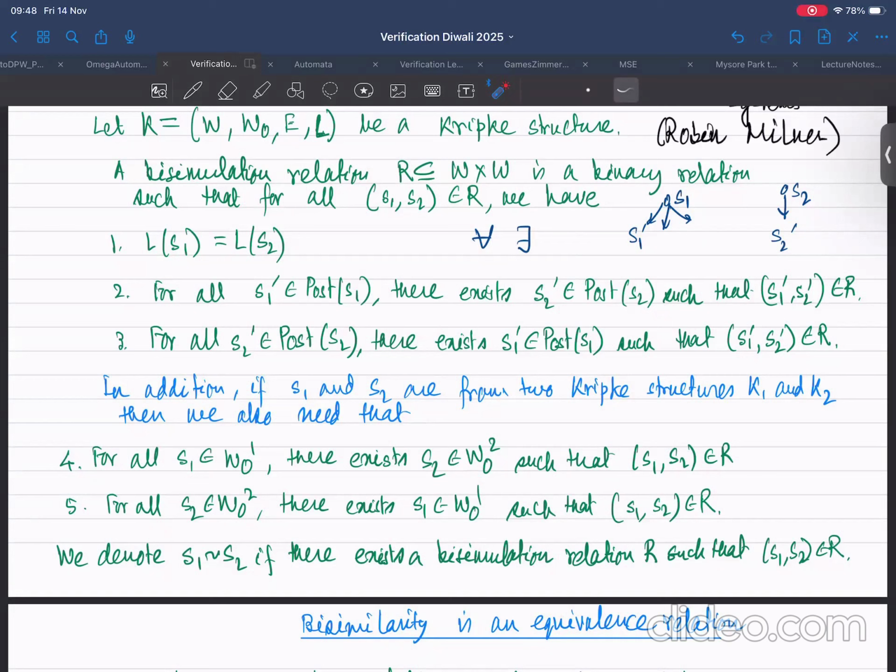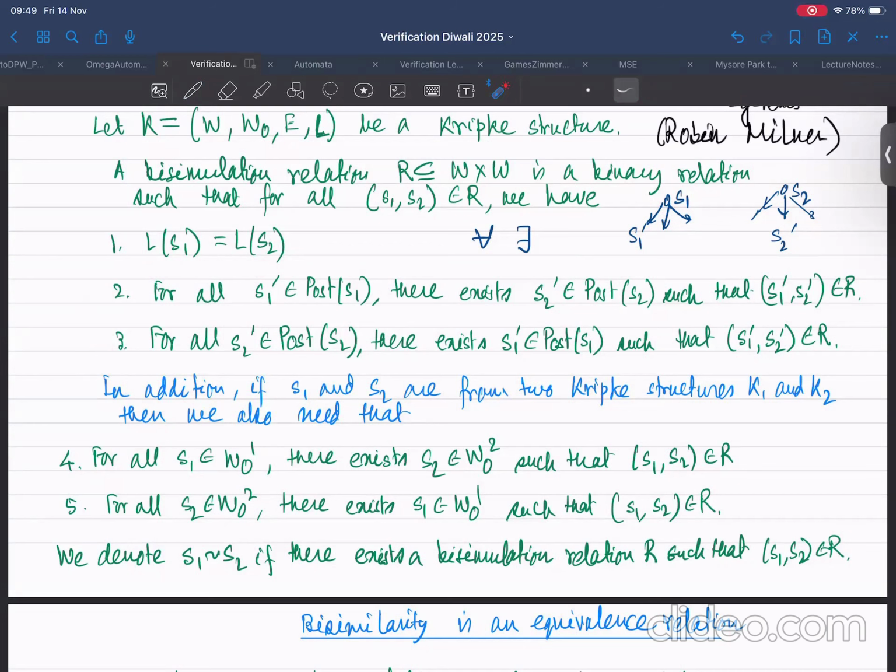So S1 and S2 are related if for all successors S1 prime of S1, there exists an S2 prime such that S1 prime and S2 prime are related. Similarly, the other way around: for all successors S2 prime of S2, there should be an S1 prime such that S1 prime and S2 prime are related. These are the two directions. And as I said, S1 and S2 have the same set of atomic configurations.